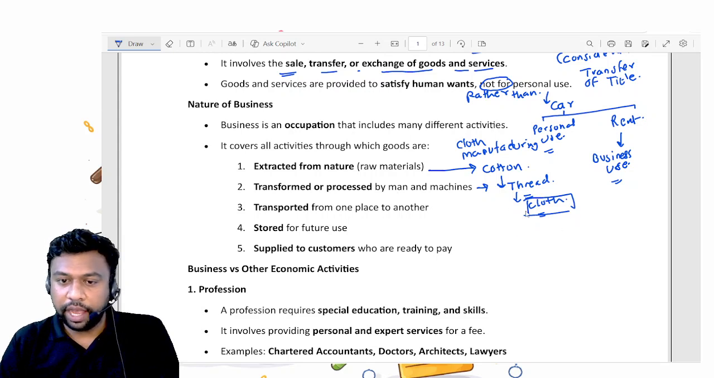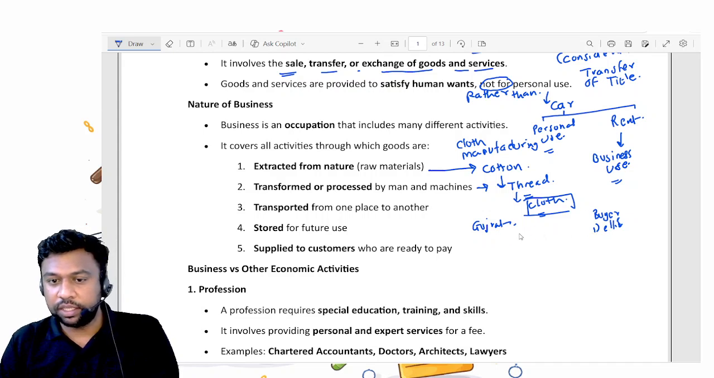Transported from one place to another. Now I am, let us say, in Gujarat, and my buyer is in a different state, let us say Delhi. I have manufactured this cloth in Gujarat. I have received an order from a buyer who is in Delhi. So how will I give this product, these goods, to this buyer? There is transport involved.